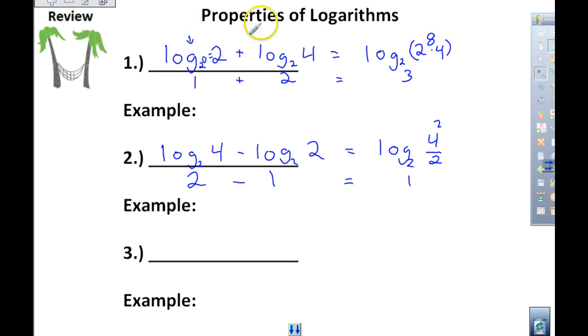If you need to look at it another way, you might remember that we have 2 to the 2 times 2 to the 4. That equals 2 to the 2 plus 4. So when you're multiplying, you add the exponents. And similar here, if we had 2 to the 4 over 2 to the 2, that's the same as 2 to the 4 minus 2. So dividing is linked with subtracting the exponents.